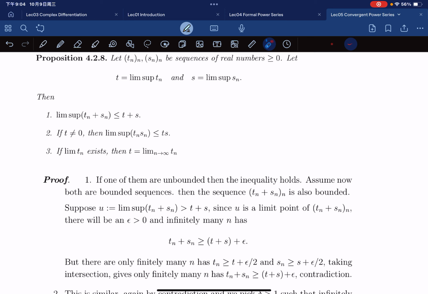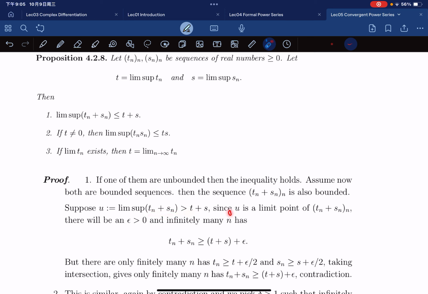So if one of the sequences is unbounded, then the inequality holds because one side is infinity. So assume that now both sequences are bounded. Then the sum sequence is also bounded. Suppose for a contradiction that the lim sup of the sum is greater than t plus s. We want to get a contradiction because this is what we want to prove.